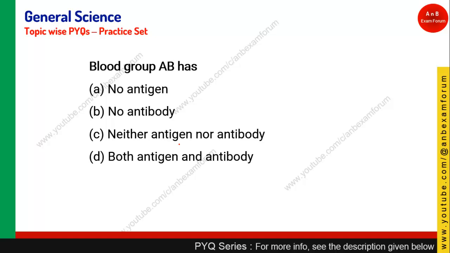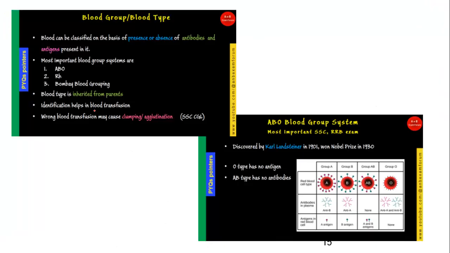So student, blood group AB, you should remember, it has no antibodies. Let's see why it has no antibodies. But before proceeding to that, you should know about the blood grouping.